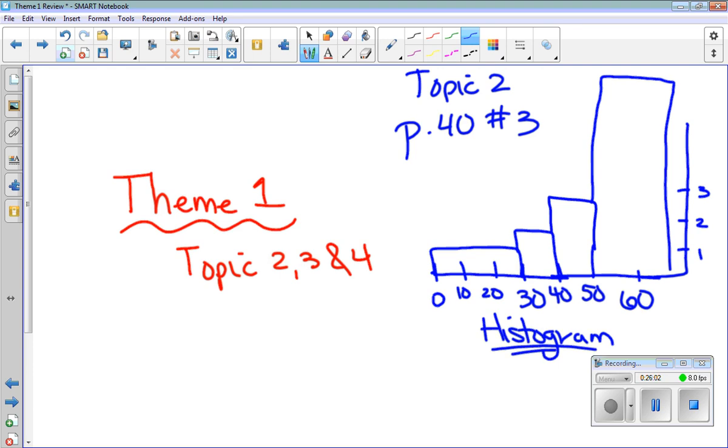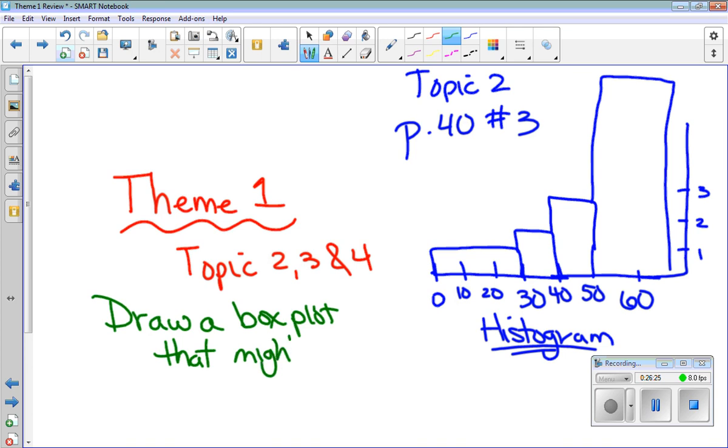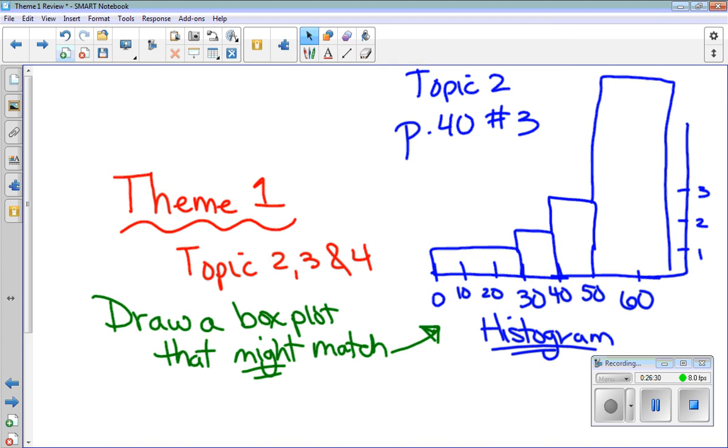And then you had to figure out, how about for this one, just draw, not this one, we'll treat this as a non-multiple choice question. So in this question, I just want you to draw a box and whisker plot, or a box plot, that might match this histogram. So just kind of sketch a box plot that would correspond to about the same data. What kind of shape would it have? Okay, so that's what I'm looking for on that one.